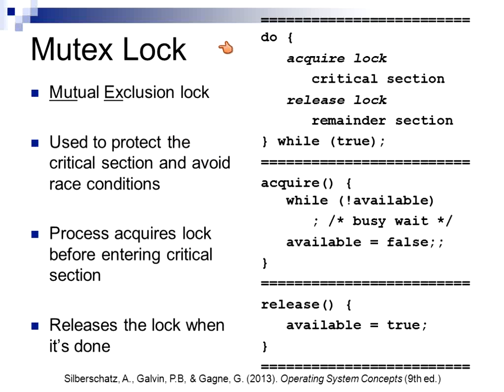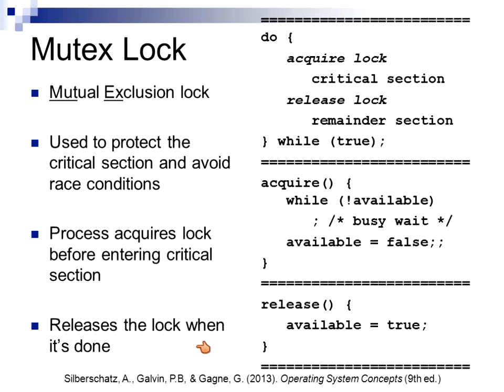One way we can do a lock is with a mutex, a mutual exclusion lock. That's what mutex stands for, mutual exclusion. This simply means that if one process is in a section of code, the other process is excluded, and vice versa. It's mutually exclusive. A mutex is used to protect the critical section and avoid race conditions. The process acquires the lock before entering the critical section and releases the lock when it's done.